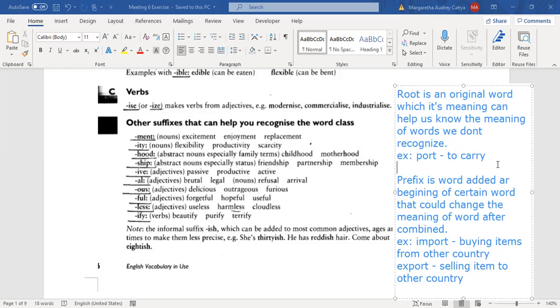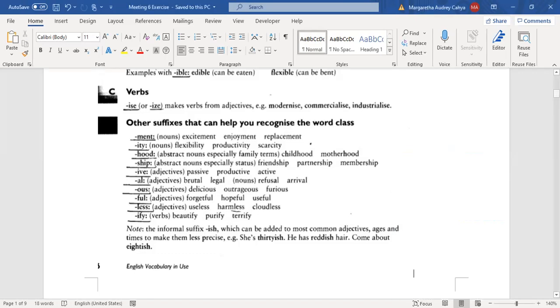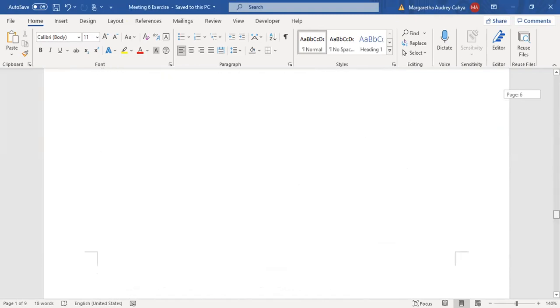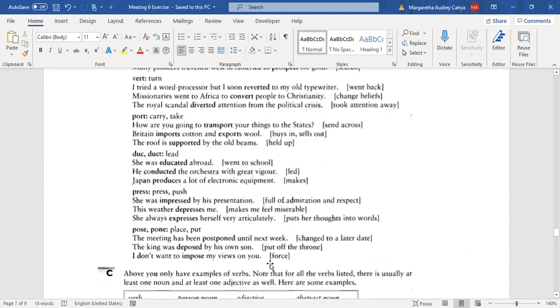Like this one: duct, to lead, educated. Ini kan went to school, benar-benar sama sekali nggak mirip kan? Ini karena sudah ditambahkan di belakangnya suffix, ya kan? Suffix itu juga untuk menambahkan, to add, kan?